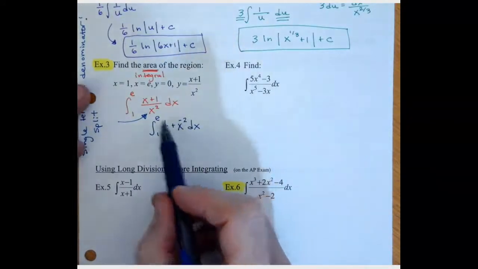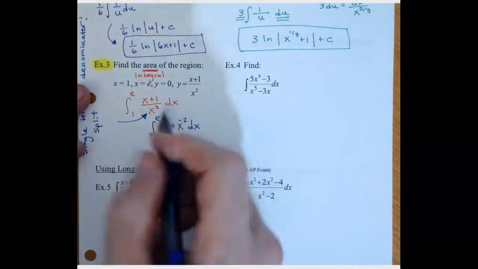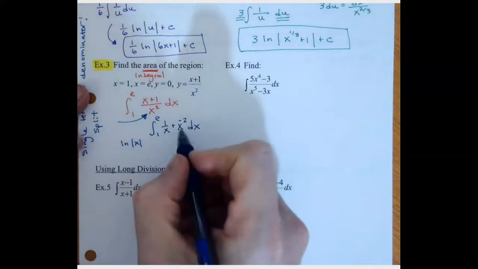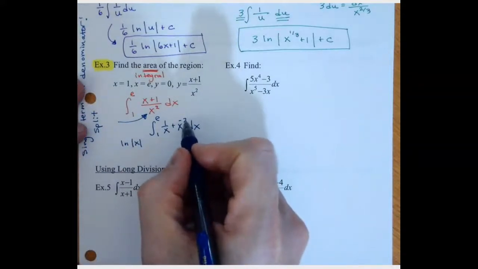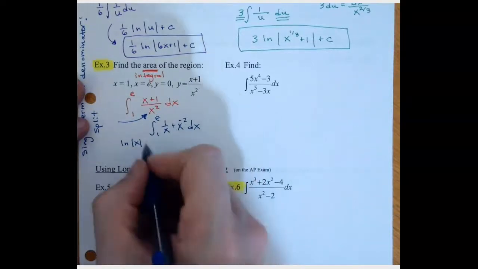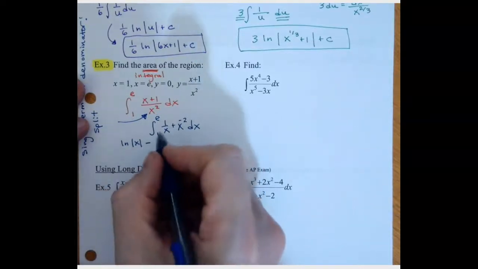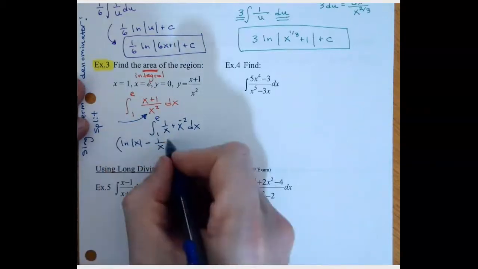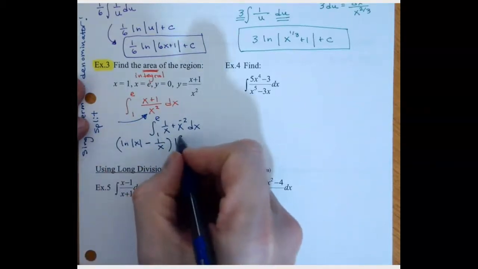So if we focus on this part first, that's going to be the natural log of x. And then if we add 1 to the exponent, that's going to be x to the negative 1, and then divide by the new exponent, so divide by negative 1, so that's going to be here, and that's from 1 to e.